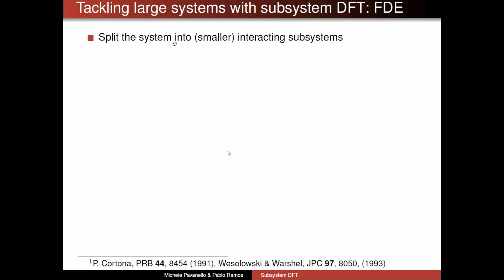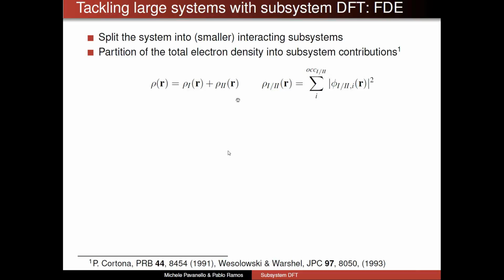Okay, so the idea is to split the system into several smaller interacting subsystems. So you can take the electron density of the total system, this rho of r, and write it as a sum of subsystem densities. Now this is an idea that is very old, well not very old, but dates back to probably the mid-80s and early 90s.